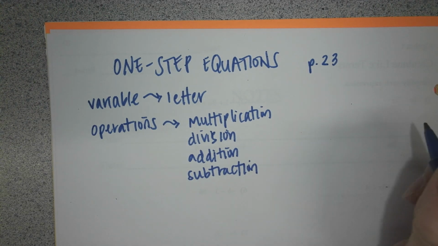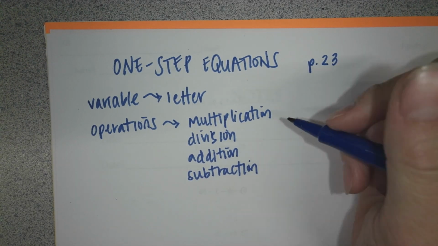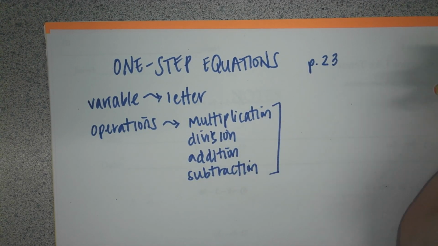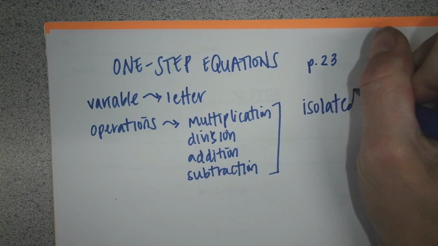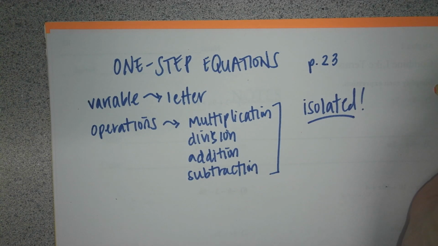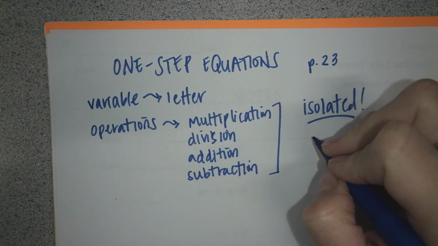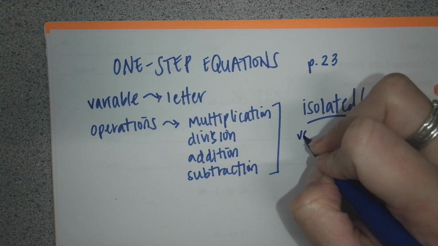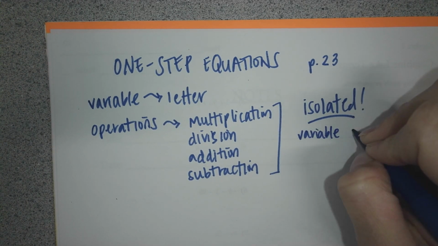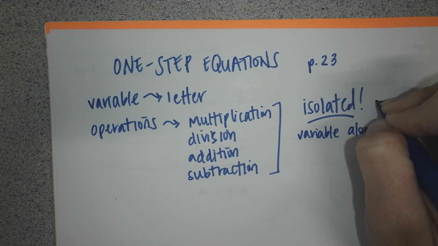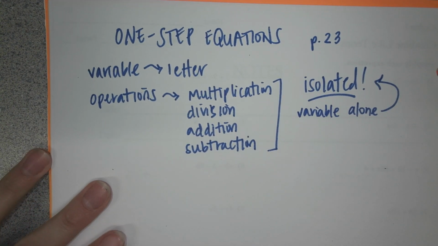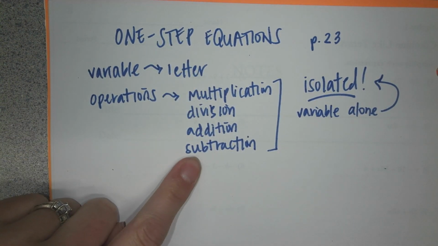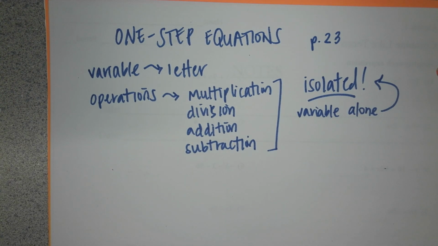Okay, so in order to solve an equation, you have to use these operations to get our variable isolated. You want the variable all by itself. That's what isolated means. So we want the variable alone. Okay, so one step means that you do one of these operations in order to get the variable by itself.